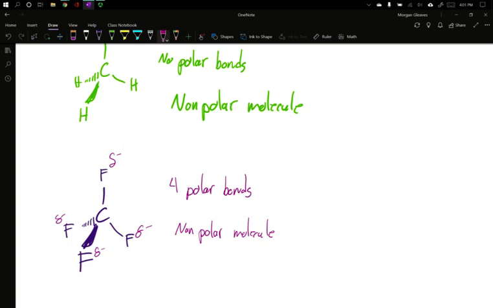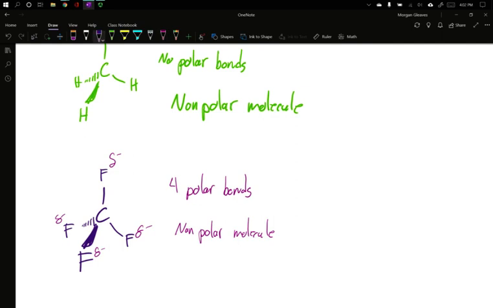Now, how can that be? How can we have polar bonds but not a polar molecule? Well, it's because the directions cancel each other out. It is pulled equally in all 4 directions and they balance one another. If you have somebody pull your left arm to the left and your right arm to your right, you don't go anywhere. You just equally get pulled in both directions. This is what's happening with the polarity on the molecule. The sum of all the bonds in all the directions and all the poles cancels out.